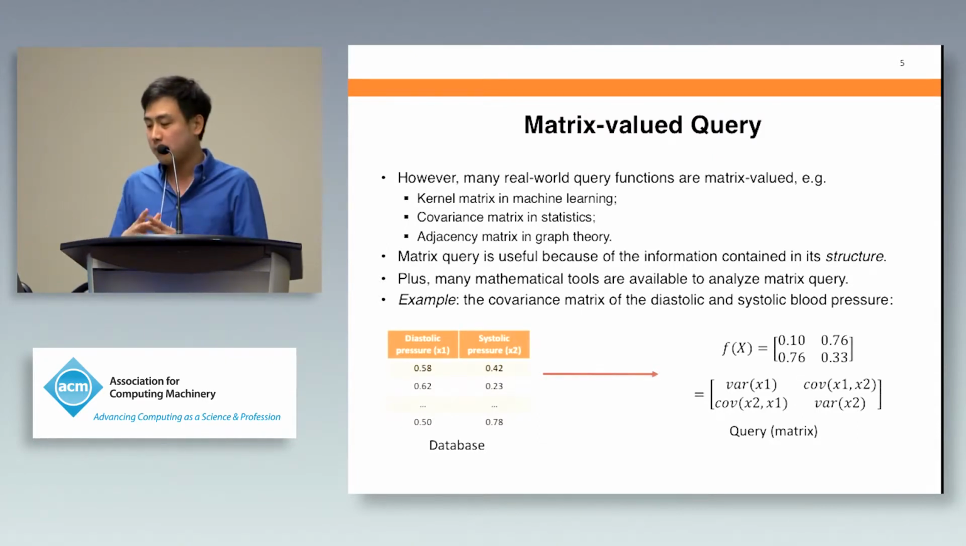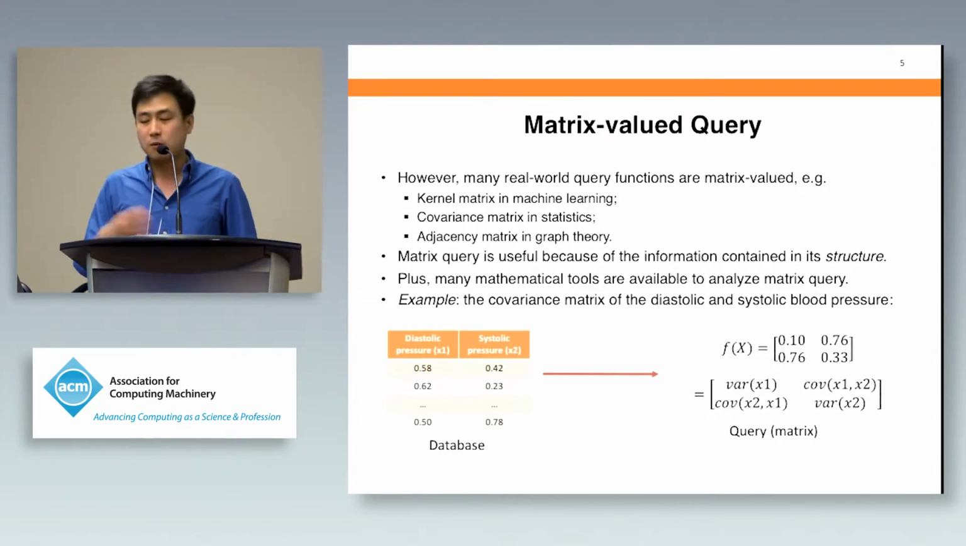Why matrix? Well, first of all, there are many real-world query functions that are actually nicely represented by matrix value. For example, the kernel matrix in machine learning, the covariance matrix in statistics, or the adjacency matrix in graph theory. And why do we like to represent our function as matrix? Well, there are a few reasons. One, when you represent your function as a matrix, you have information in the structure of the matrix, which can tell you further information. Two, there are also a lot of mathematical tools you can use with matrix. And three, because matrix is quite common, there is a lot of software that can compute matrix operations rather efficiently. So it's a very nice framework to work on.